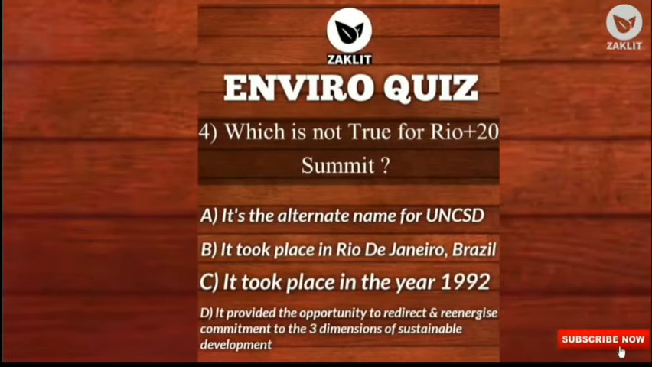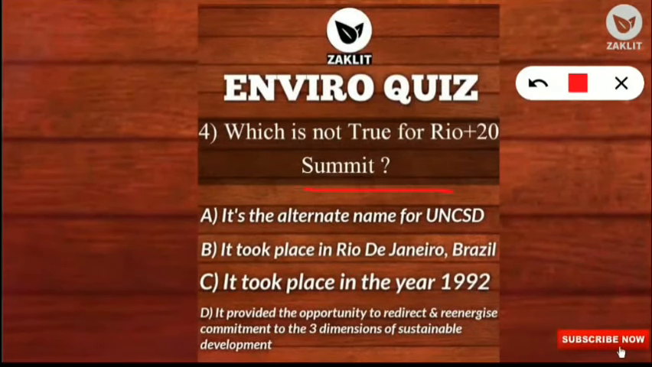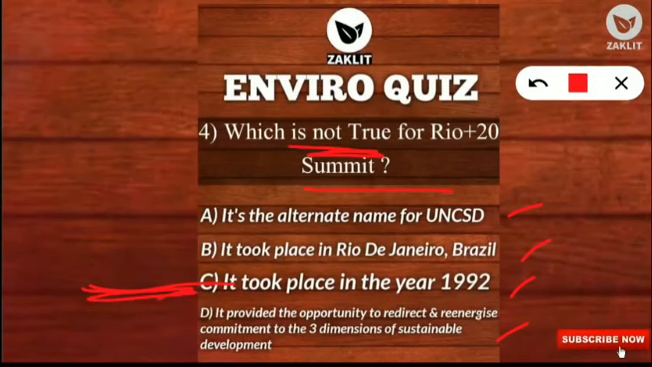So the fourth question is, which is not true for the Rio Plus 20 summit? Here the options are on your screen. You should read them and I will reveal the answer. The question is asking which is not true. So option C is not true. That means these three are true. We will know these things.